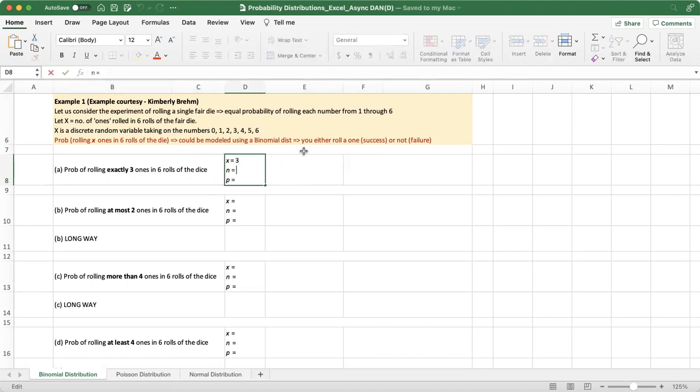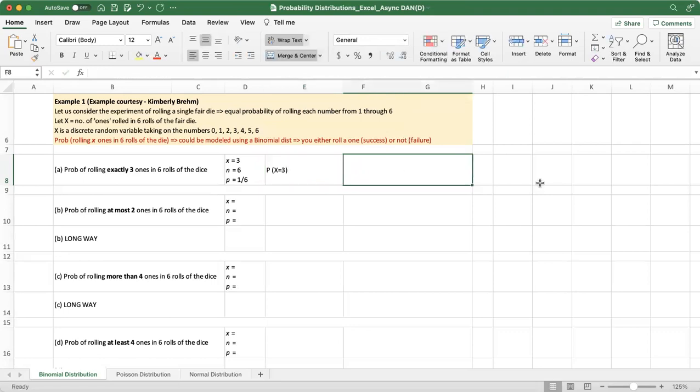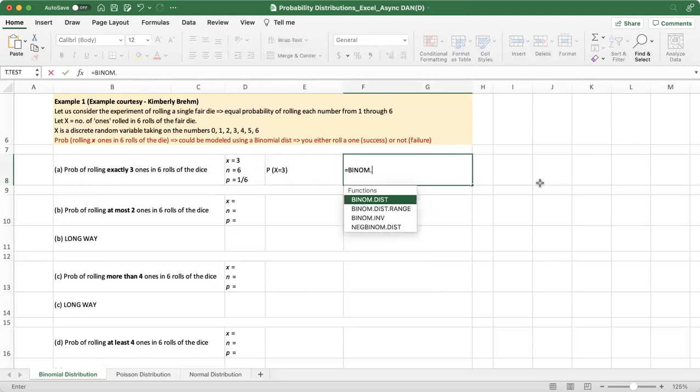So we're talking of 3 successes in n trials. The probability of success is 1 by 6. The probability of rolling a 1 is 1 by 6 in each trial, and that's what I denote by p. Probability of exactly 3 ones is given by P of x being equal to 3. And the way to compute this is to say equal to binom.dist, which is your function.